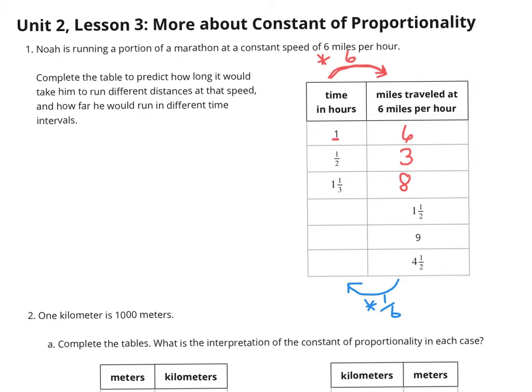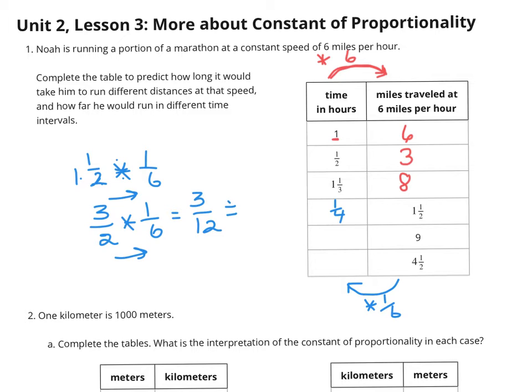1.5 times 1/6, and I can use my calculator for this if I know how, is 1/4. Let's just on the side here remember how we do that. 1 1/2 divided by 6 or times 1/6: 1 1/2 is 1 times 2 is 2 plus 1 is 3/2, times 1/6. Remember how we multiply fractions, we just go straight across: 3/12, which simplifies to 1/4. If I do 9 divided by 6, or 9 times 1/6, I get 1.5.